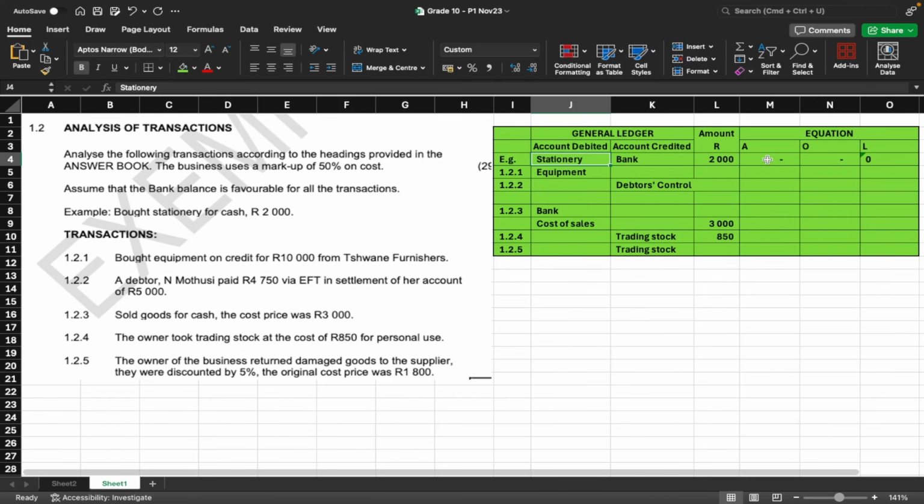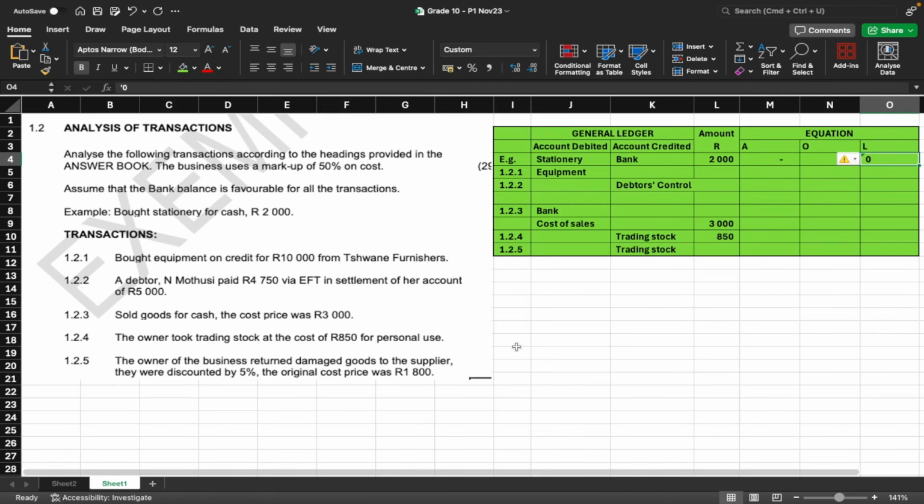And then it's a negative to the asset. Okay, so it's A or L, assets, owner's equity, and liability. So it's a negative to the asset, negative to the owner's equity, and 0 for liability. So when they put 0 there, they're saying that it's not relevant or not applicable for this particular transaction where you bought stationery for cash.